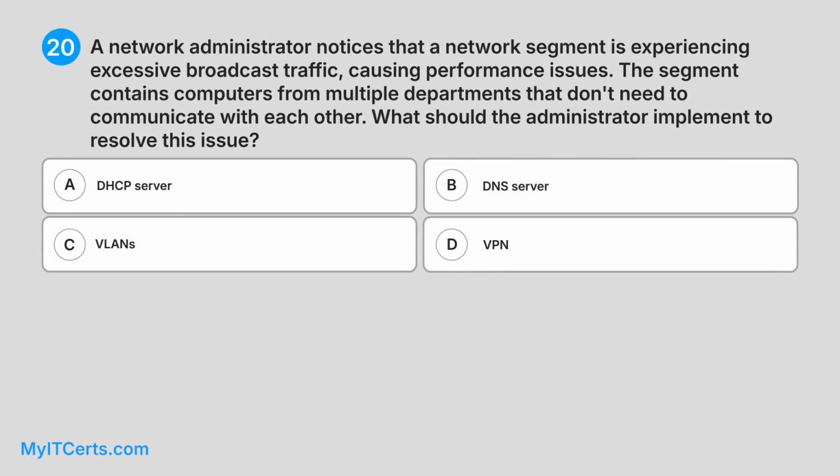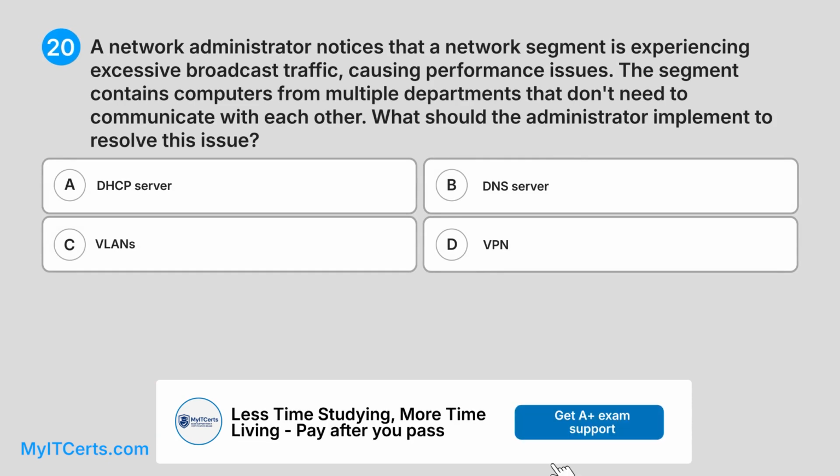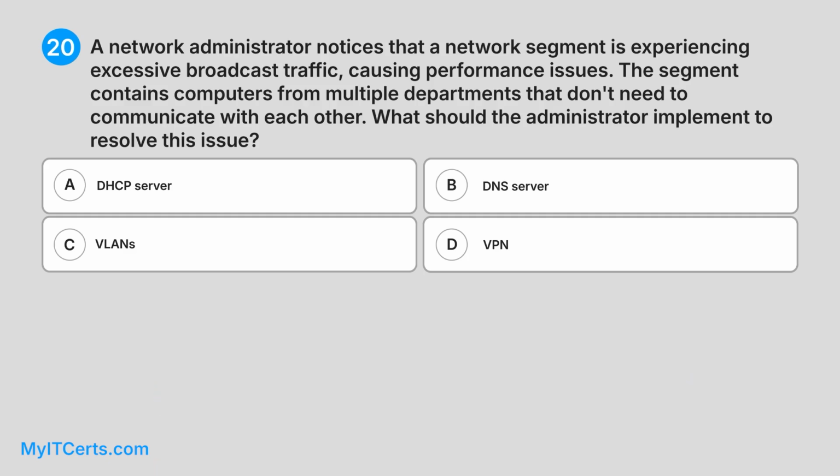20. A network administrator notices that a network segment is experiencing excessive broadcast traffic, causing performance issues. The segment contains computers from multiple departments that don't need to communicate with each other. What should the administrator implement to resolve this issue? A. DHCP server. B. DNS server. C. VLANs. D. VPN. Do you know the answer?